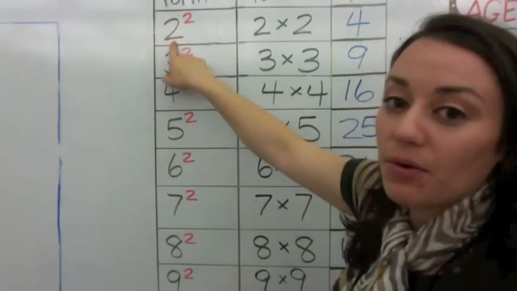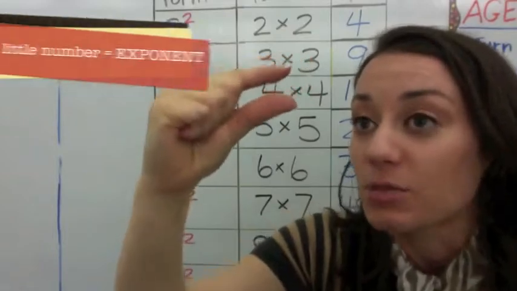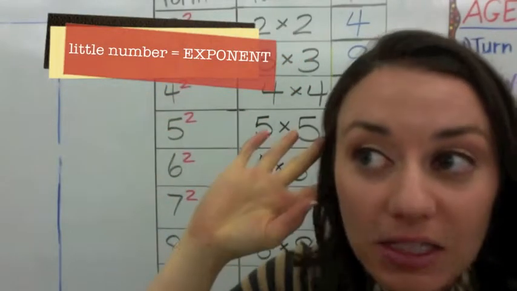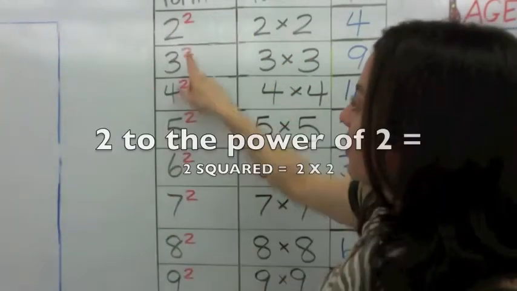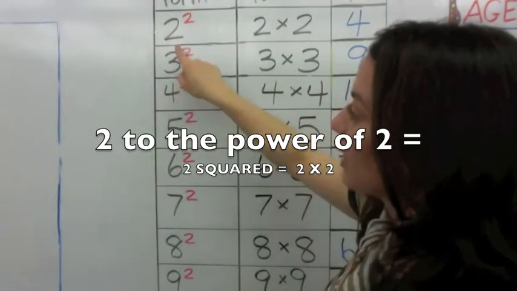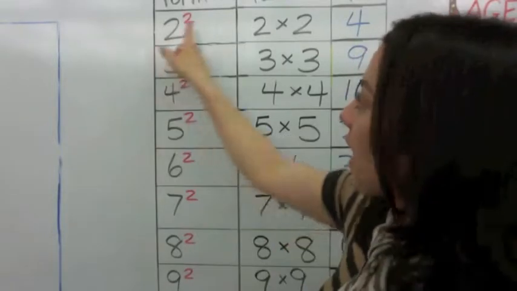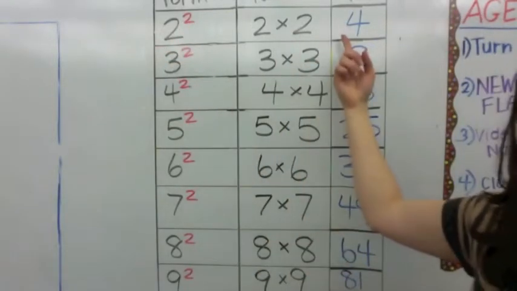This is the big number. The big number is known as the base, and the little number is known as the exponent. So 2 to the power of 2, or it could be read as 2 squared. When I read the exponent form, you're going to give me the answer, okay?